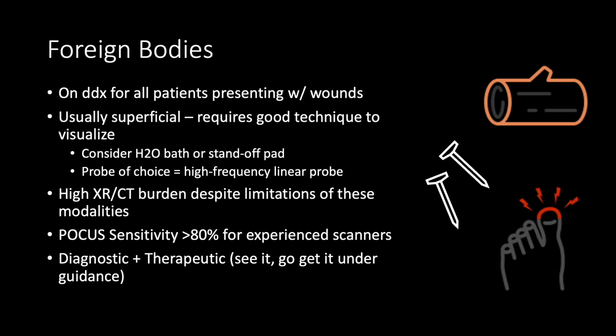Foreign bodies in the skin and soft tissue should be considered in all patients who present with wounds, especially when the history of injury suggests that there could be a retained body. Foreign bodies are usually quite superficial, and so they can be pretty easily missed if excessive pressure is applied with the probe, bringing the foreign body too close to the transducer to be recognized as a separate structure.